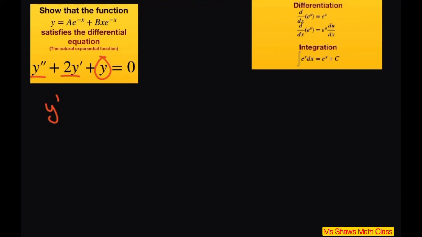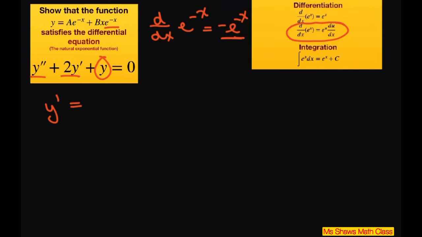And remember, a and b are just constants. And also the derivative with respect to x of e to the negative x, because we're going to keep running into that, equals negative e to the negative x. So we're going to be using this a lot. All right, so let's get started.